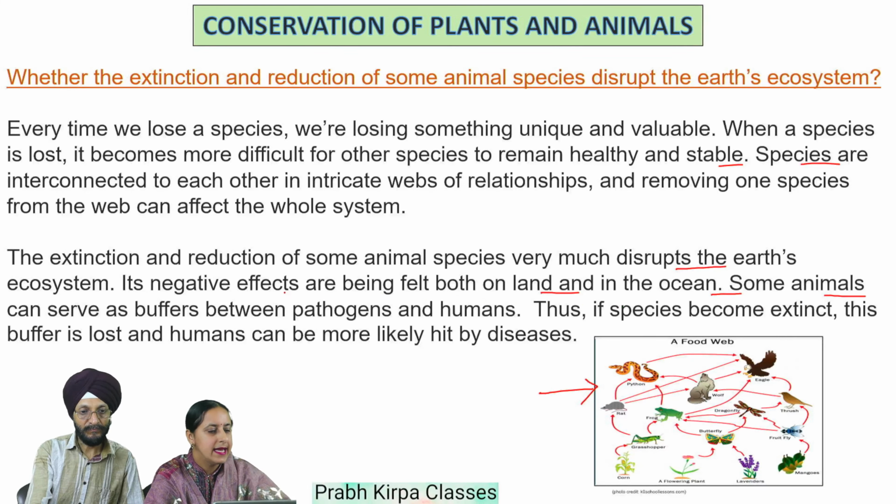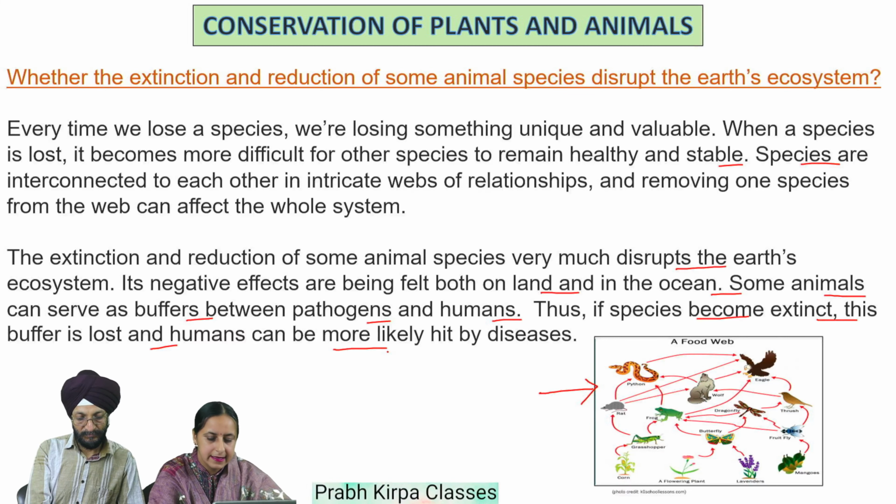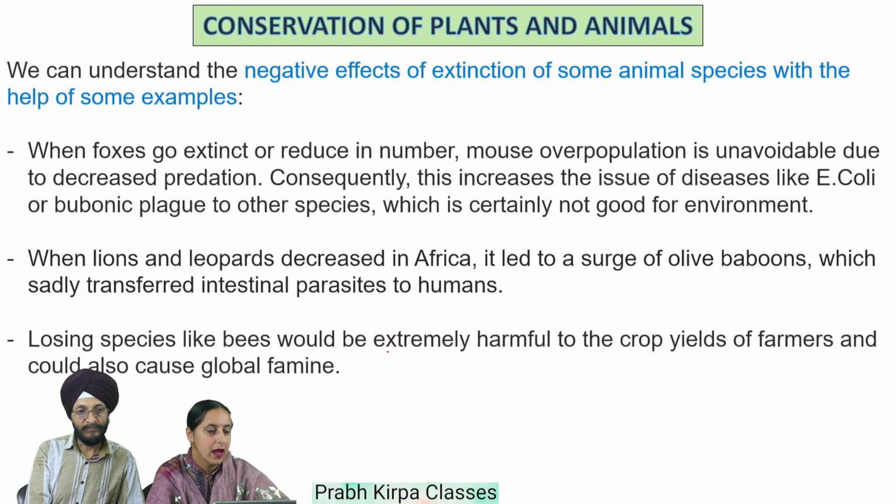Some animals can serve as buffers between pathogens and humans. Thus, if species become extinct, this buffer is lost and humans can be more likely hit by diseases. We can understand the negative effects of extinction of some animal species with the help of some examples.